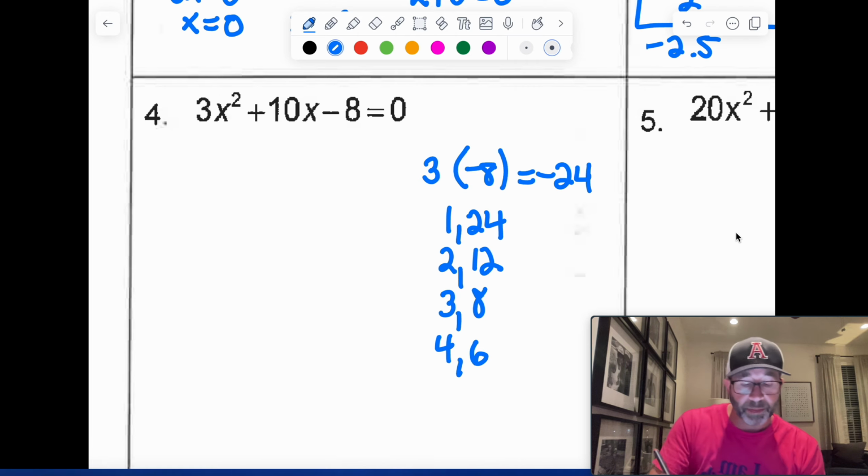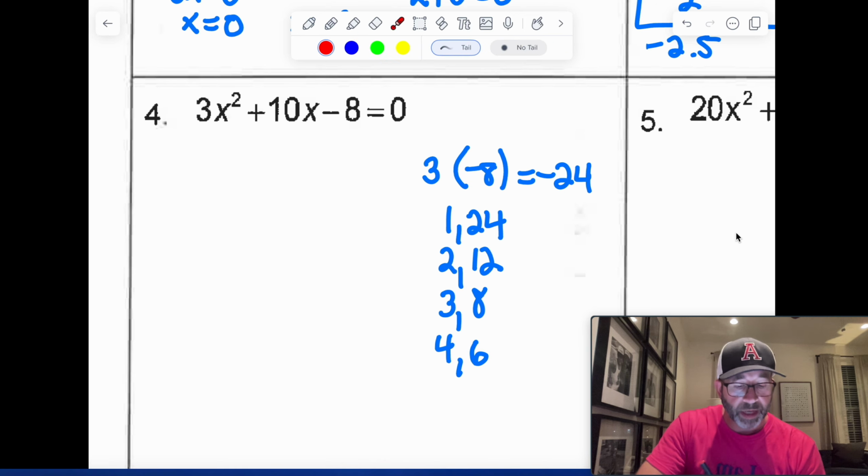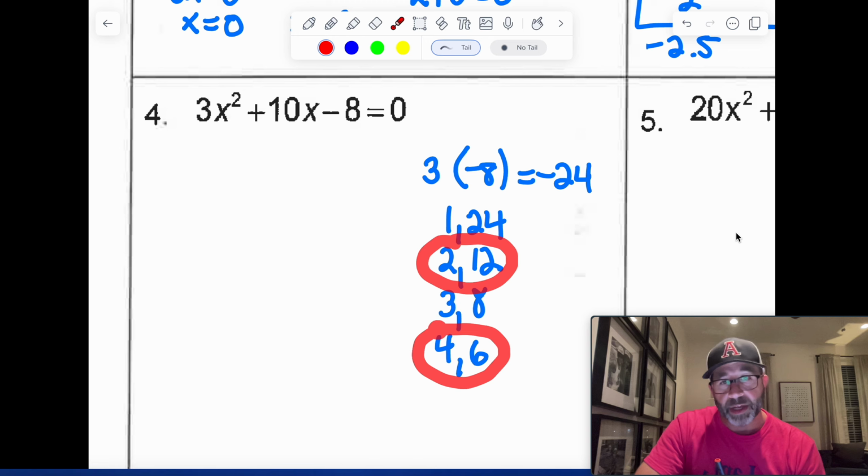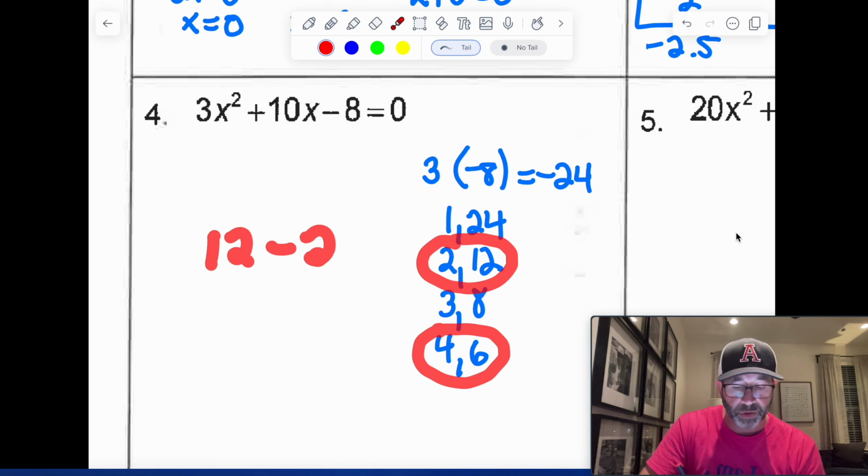Now, again, we're trying to get a positive 10 from these. This is where you have to be very careful. We have 2 answers here that will potentially work, okay? If I have a 12 and a 2, and I get a positive 10, 12 minus 2 will give me a positive 10. If I multiply those two together, it will give me a negative 24. So this is the one that's going to work for us here.